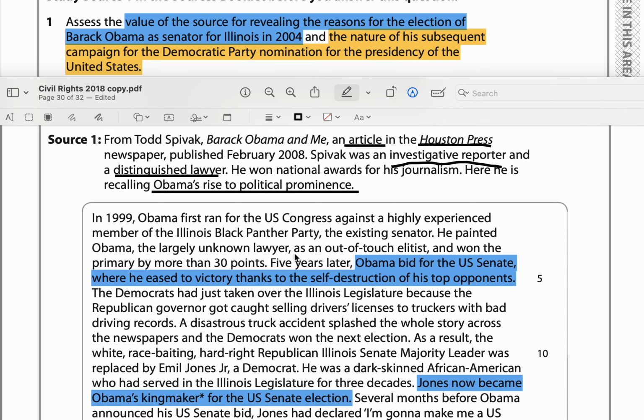As I say, I'd probably come down saying that it's most useful for Enquiry 1.